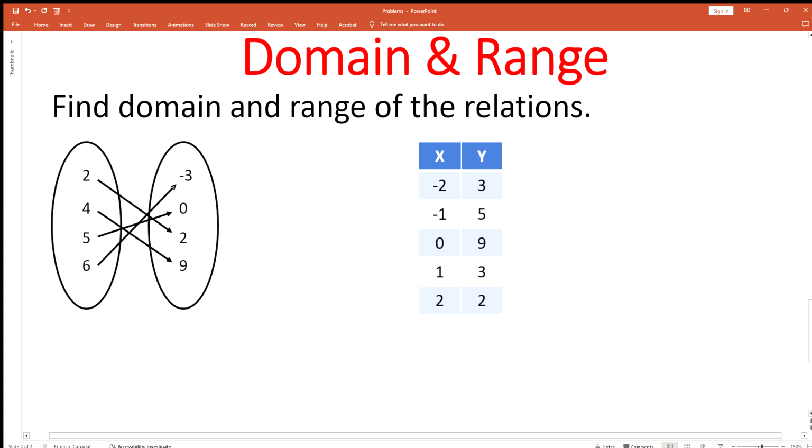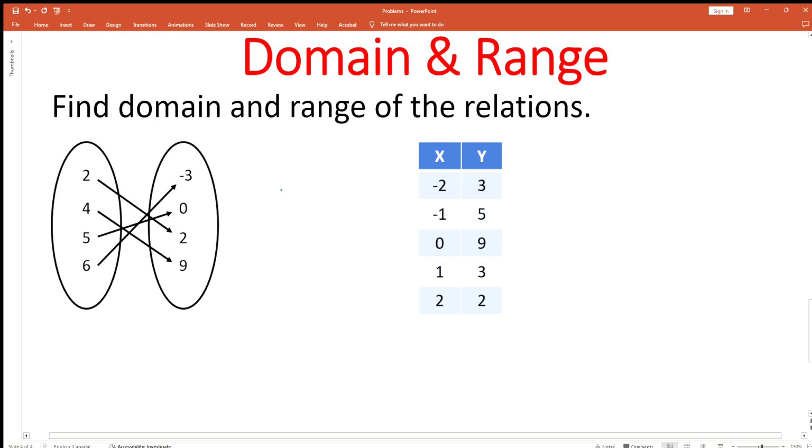Before we find the domain and range of this relation, let's understand what domain and range mean. Domain is set of all possible x values or independent variable values for a relation. Range is set of all possible y values or dependent variable values for a relation. In order to find the domain and range of this mapping diagram, we have to identify the independent variable and dependent variable values in this mapping diagram.